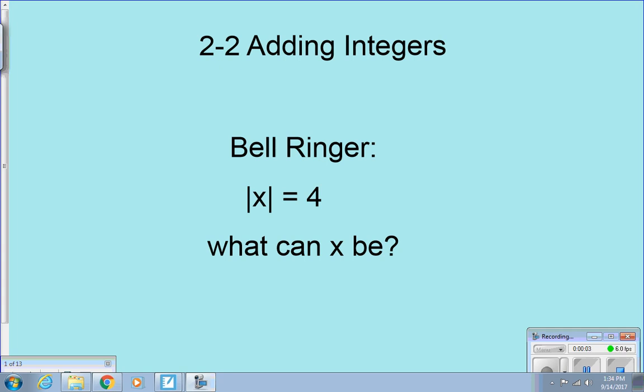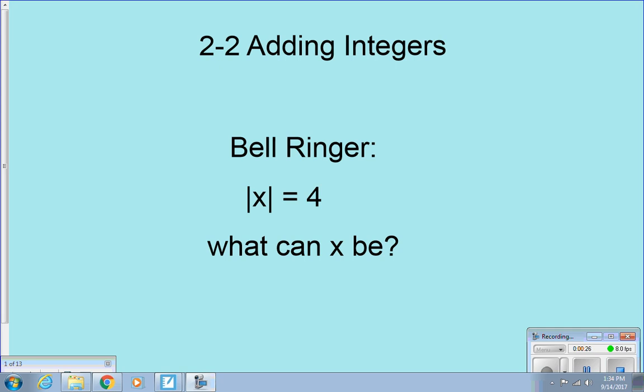So today is 2-2 adding integers. Some of you will remember this when we start talking about it. But the first thing I want to talk about is that bell ringer. I have, what is the absolute value of x? Absolute value of x equals 4. I want to know what 4 can be. What's one thing 4 can be? Yep. Negative 4. What else can x be, Olivia? 4. Can be those two different things.